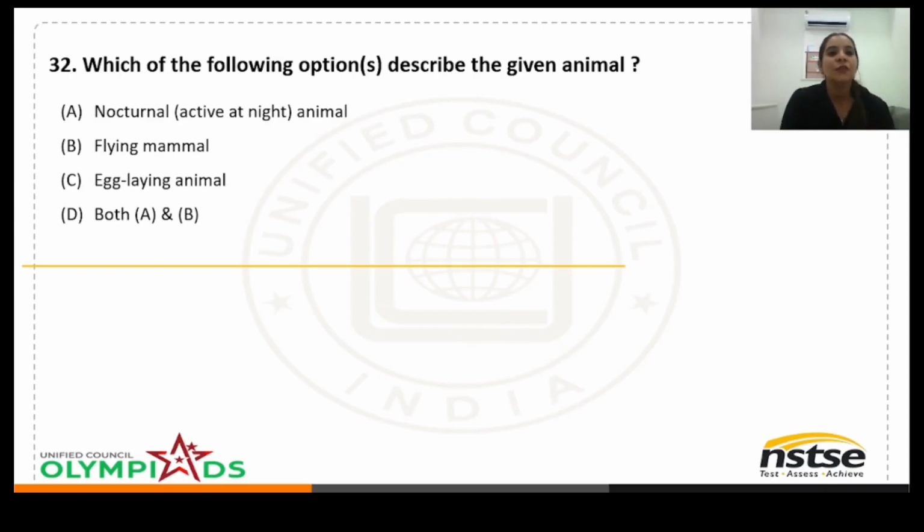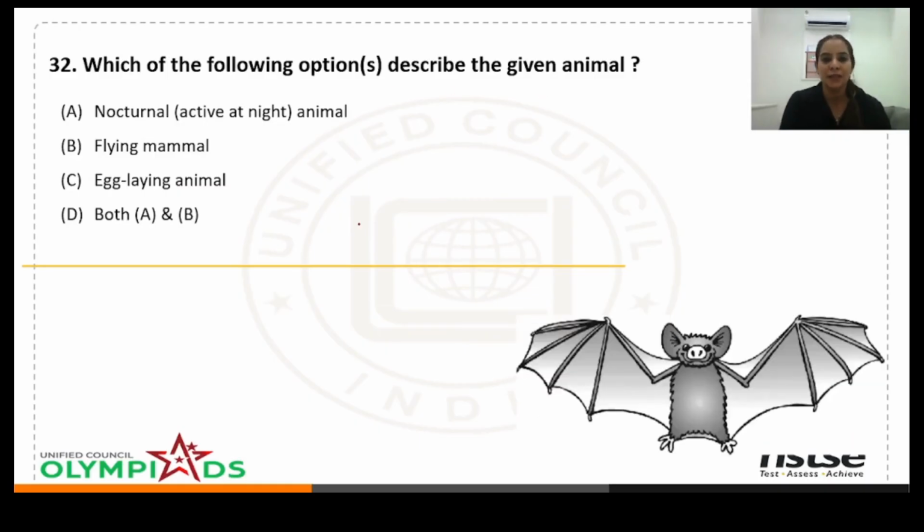Next question. Which of the following options describe the given animal? And here the animal is, I hope you can recognize this animal looking at the picture. Yes, you got it right. This animal is bat. So we need to tell which options describe the given animal.